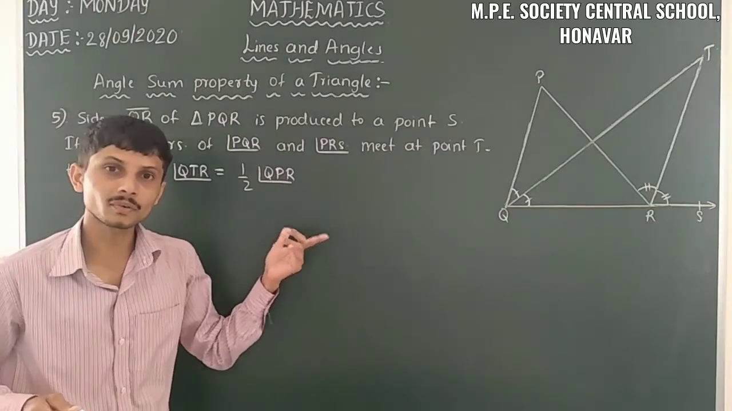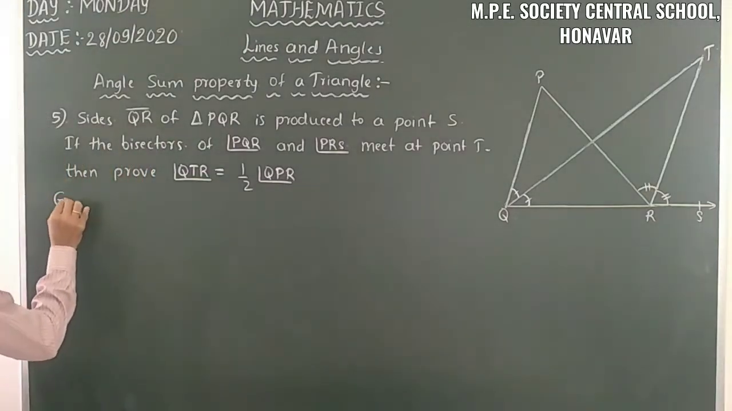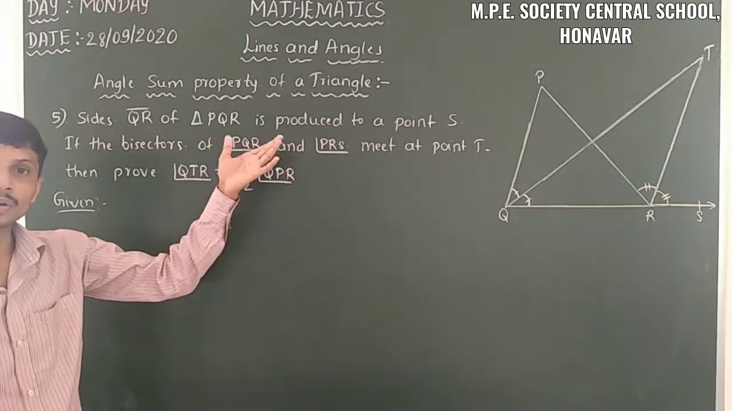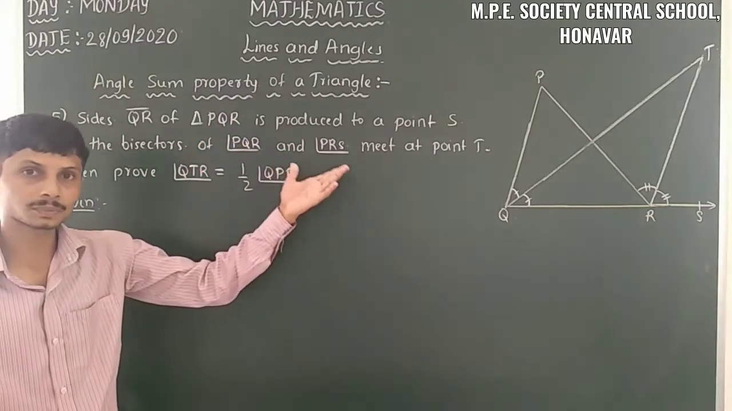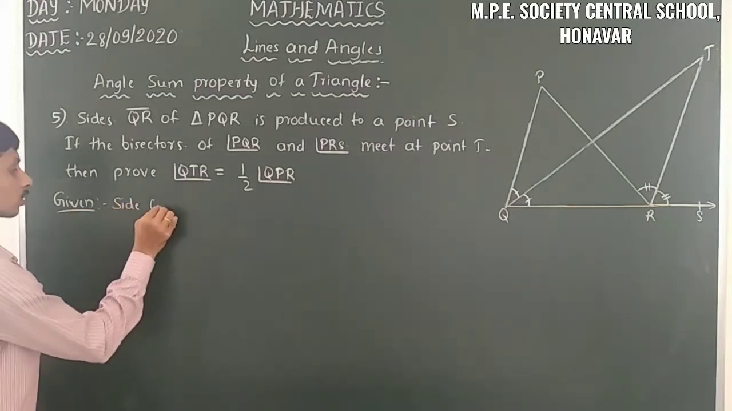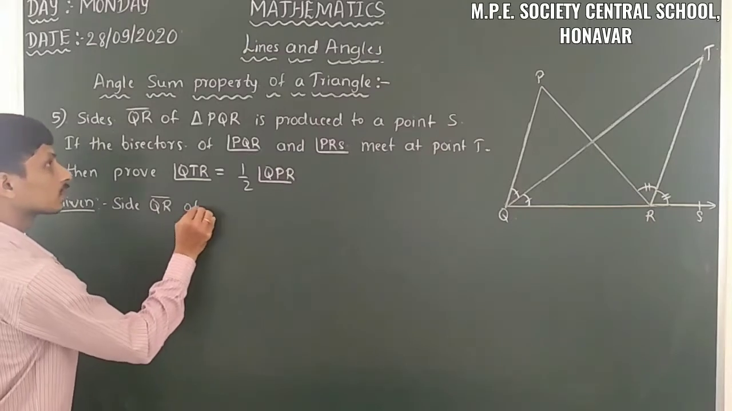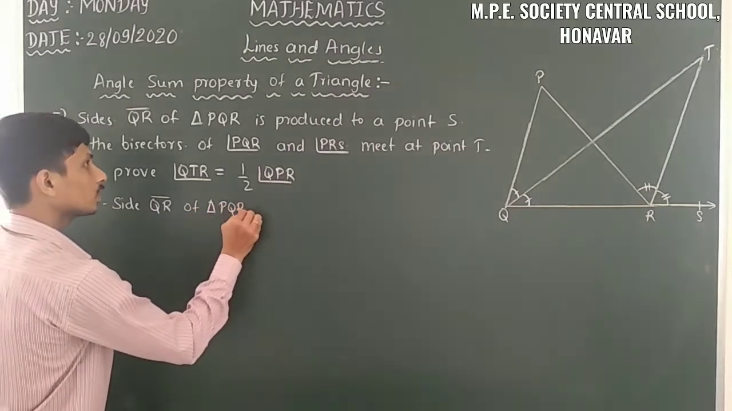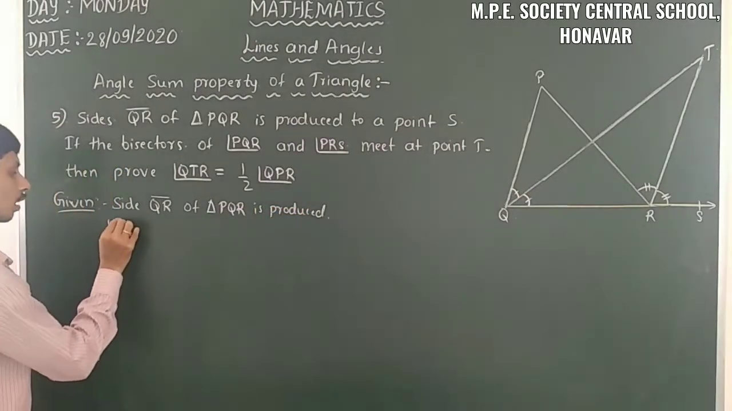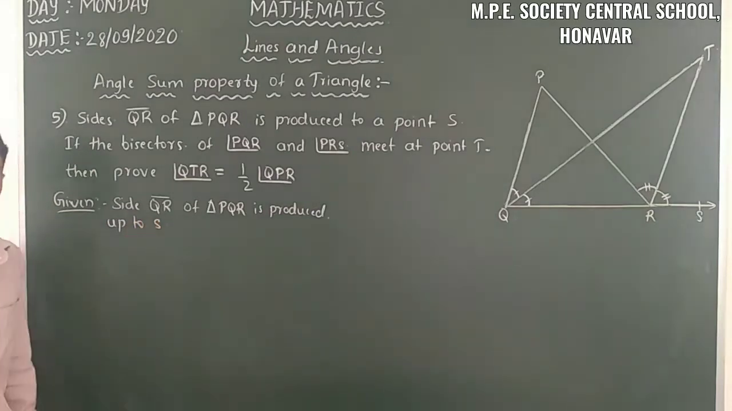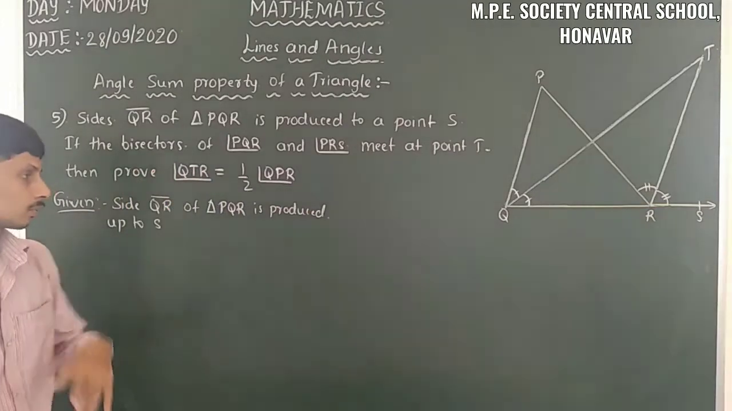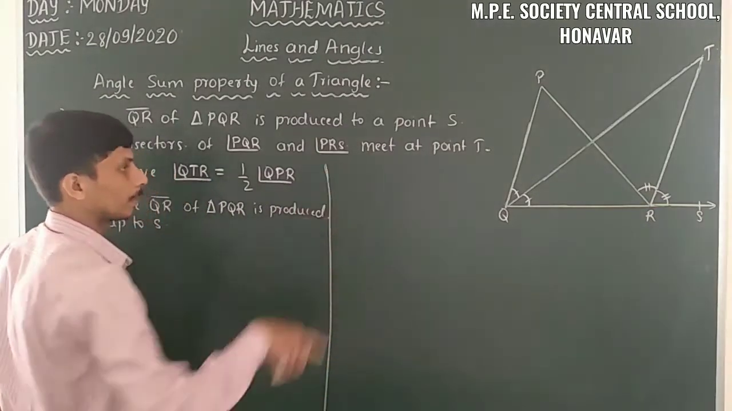Firstly, we have to write what the given terms are. Given: triangle PQR, side QR of triangle PQR is produced up to S. Then an exterior angle is formed, that is, PRS is the exterior angle formed.